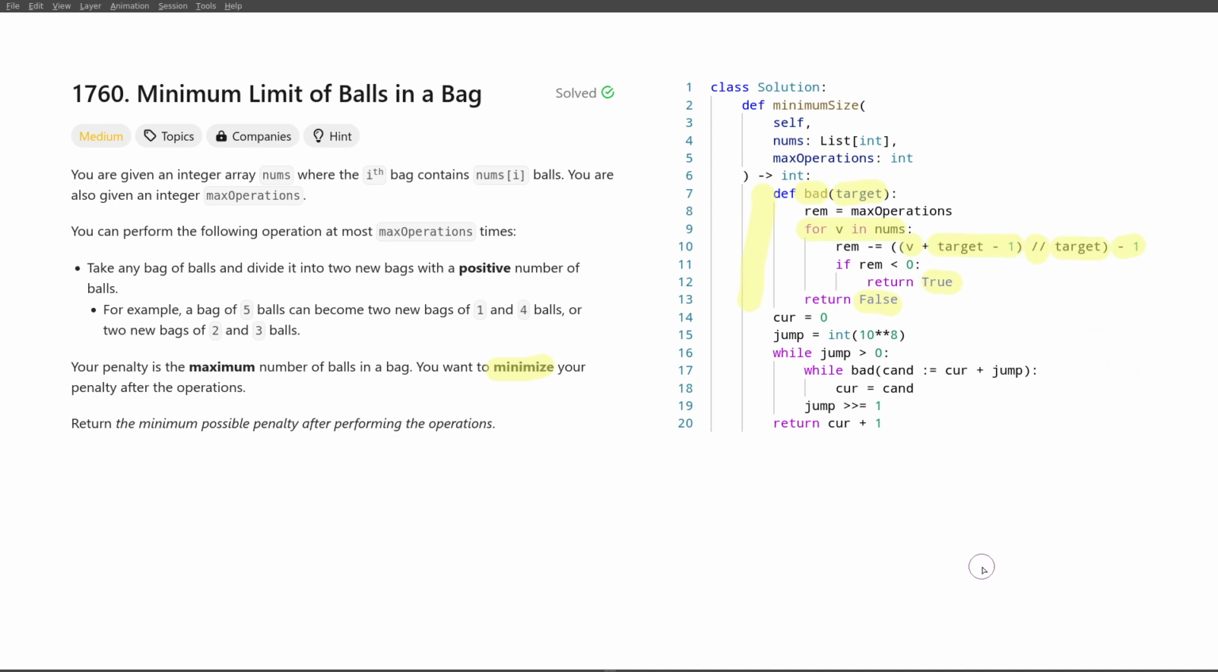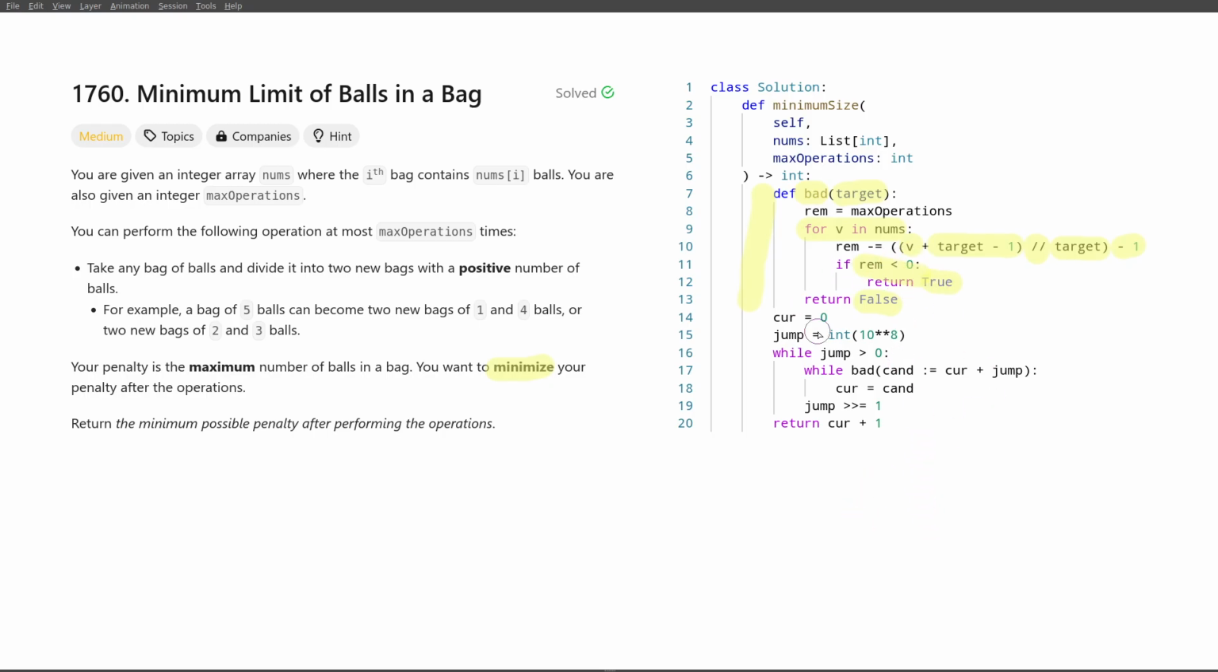We can just take target at a time until the remaining value, so the v after all those operations, does not exceed target. And of course, if at any point for any of those values we get out of our limit of operations, so if the remaining operations is less than 0, we can return true.